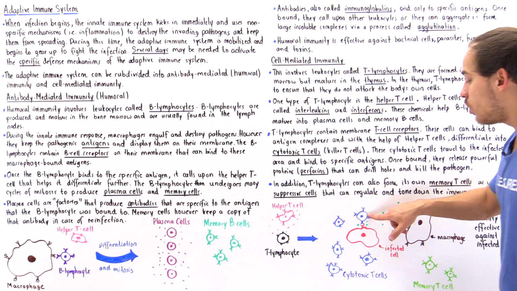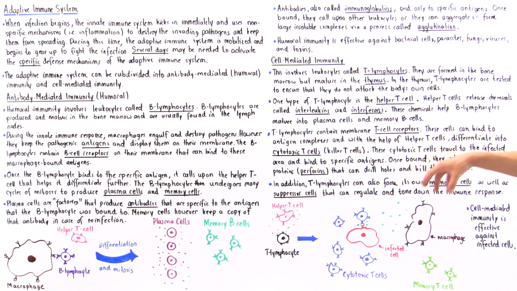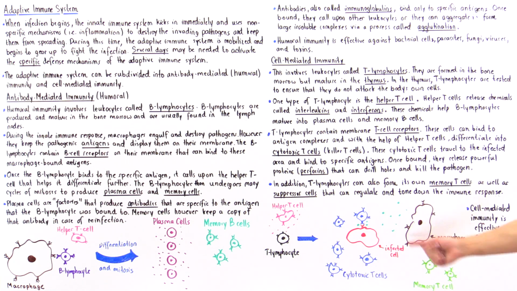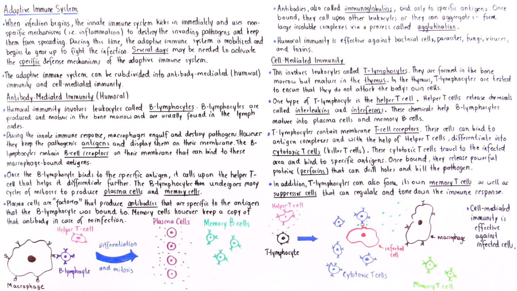And they can also release chemicals, these green dots, that essentially call upon macrophages, and these macrophages basically come next to this infected cell, and once the cell dies off, the macrophage essentially engulfs that cell and breaks it down into different types of things.